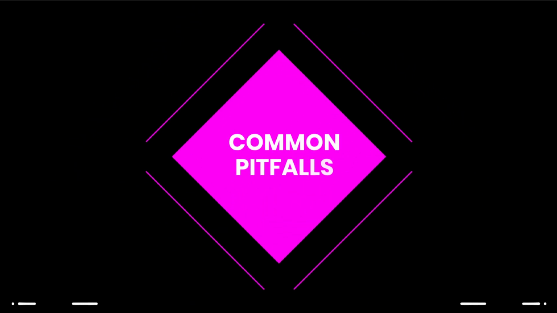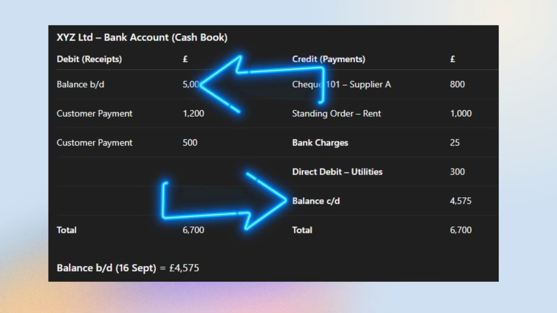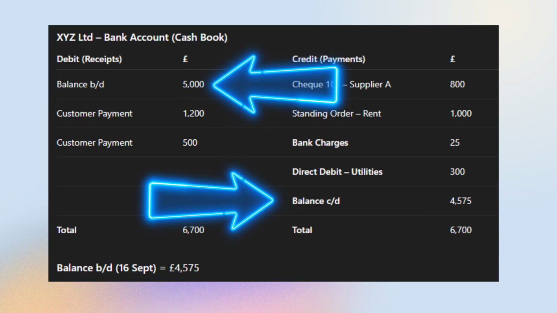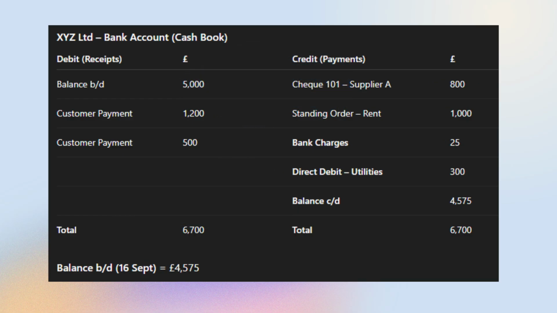Now, one key area that students tend to get wrong or fall down on is balance brought down, balance carried down. And you might also see this as balance brought forward and balance carried forward as well. Now, if we've got a balance brought forward or balance brought down on the left-hand side, as we can see here, that means that we had a positive bank balance. We had an asset at the end of the closing balance just gone.